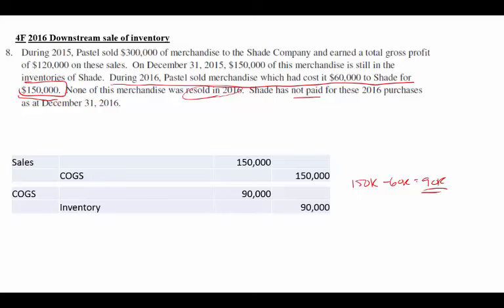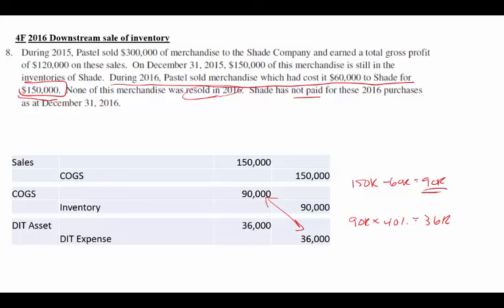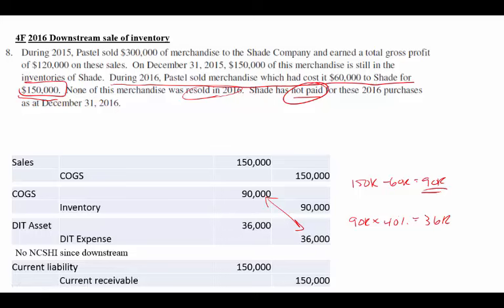Next up, our DIT, using parent's tax rate. So we'll take our $90,000 of unrealized profit, multiply it by the 40%, and we get a DIT of $36,000. So we'll set up the DIT asset and record the related DIT expense, remembering that the impact on net income should be opposite of the entry for COGS, and it is. And finally, NICSHI. We don't need to worry about NICSHI because this is a downstream transaction. Lastly, we cannot forget that Shade has not paid for these purchases, so the full amount of the purchases we need to eliminate from the receivables and payables. So we'll debit the current liability and credit the current receivable.